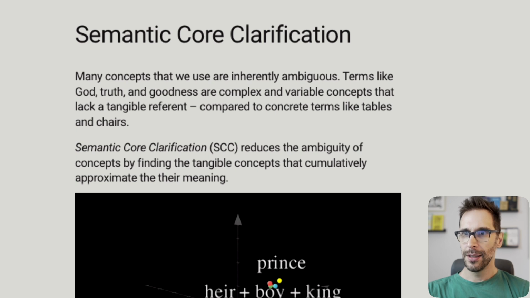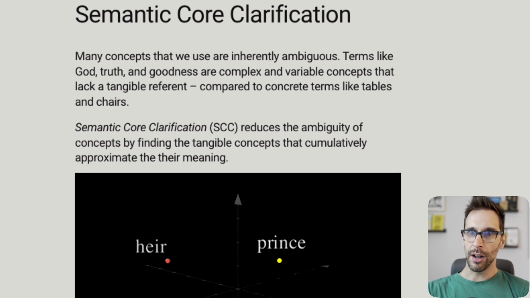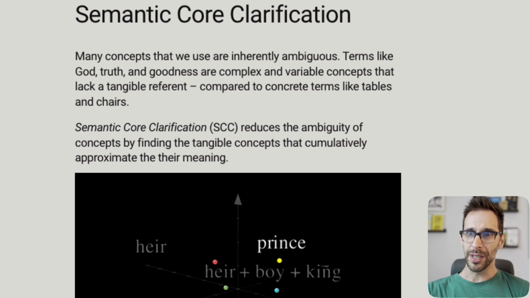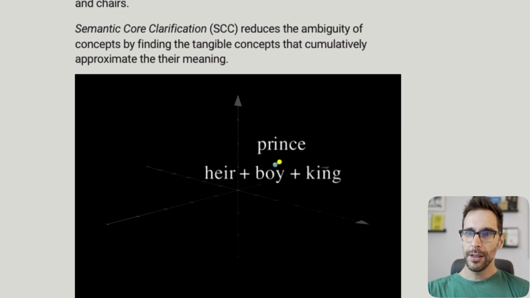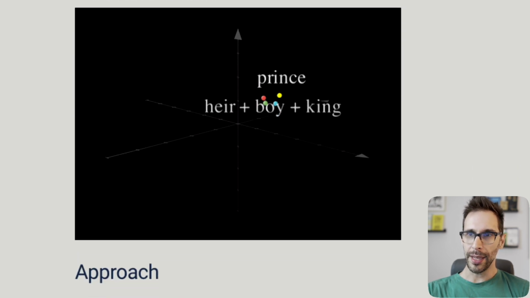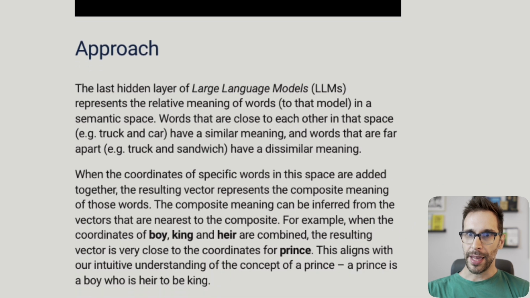approximate their meaning. So in other words, we're going to take a concept that in and of itself does not have a tangible referent, and it's going to, quote, find the tangible concepts that cumulatively approximate that meaning. So here in the image, you see that prince is linked to heir, boy, and king. And they say something about that in what follows.